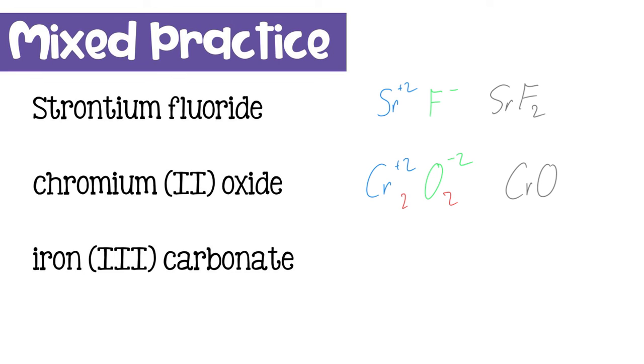Now let's look at iron(III) carbonate. Iron is Fe. It has a +3 charge in this case due to the Roman numeral, and carbonate is on our list. So let's look at CO3 with a -2 charge. When we crisscross these, we get Fe2(CO3)3.